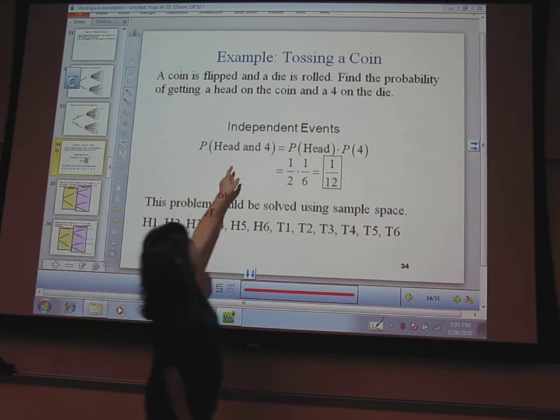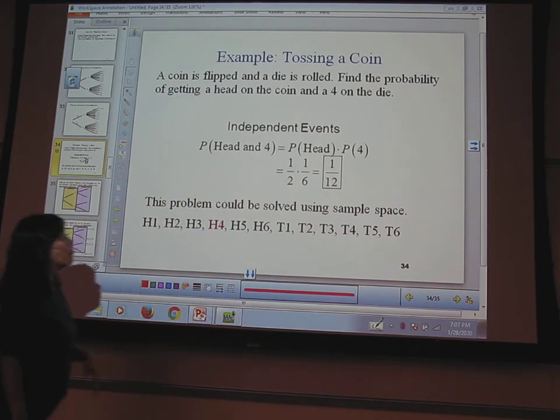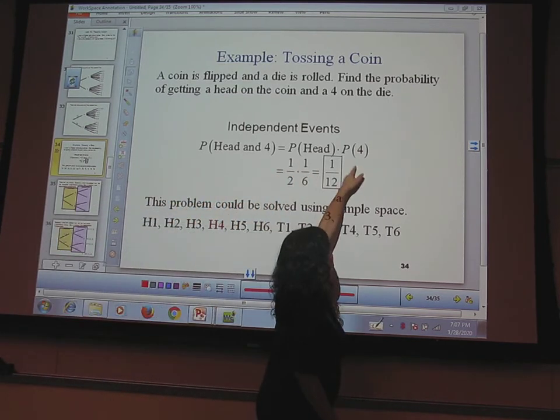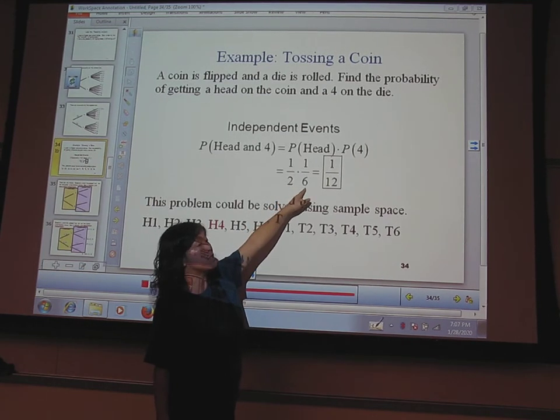So, probability of head and a 4. Remember, and means both things happened. You flipped a heads and you rolled a 4. So it's probability of heads times probability of 4. Probability of heads, 1/2, times probability of 4, 1/6.